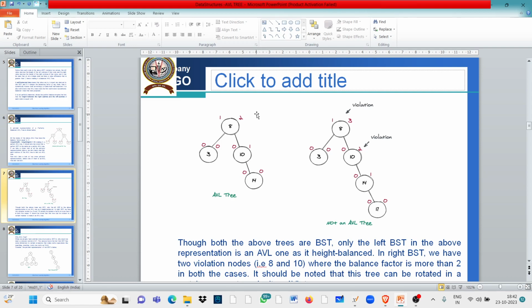But what happens if you go for this one? If you go for this one, 3, 8, 10, 14, and you put another number 17.